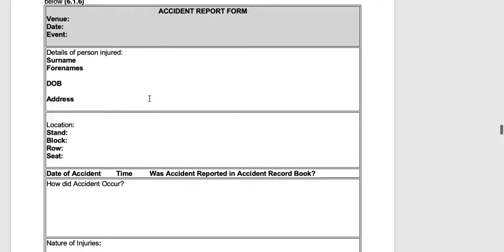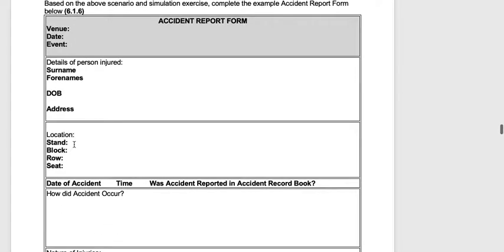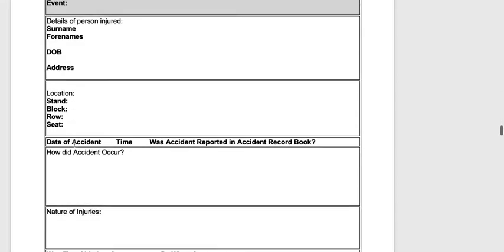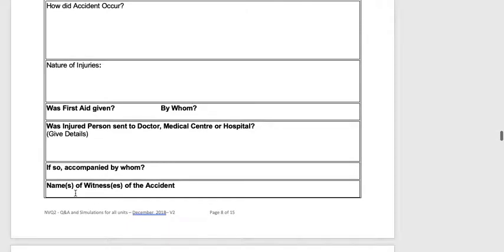So where it's got in here, you've got venue, date and event. Please make that up. You can make it whatever stadium you work at. Surname and first names, please make that up as well. Obviously, you can't put Mickey Mouse. Put a name. It doesn't have to be a real person. Again, location. That can be whatever you want it to be, wherever you've worked. Time of the accident, whatever time you're reading this. The nature of the injuries. And was a person sent to a doctor or medical centre or hospital?